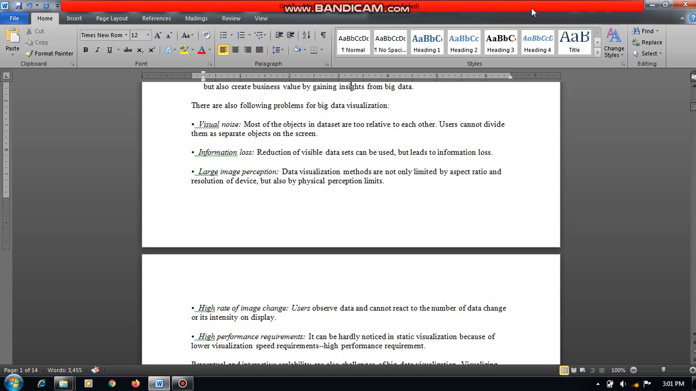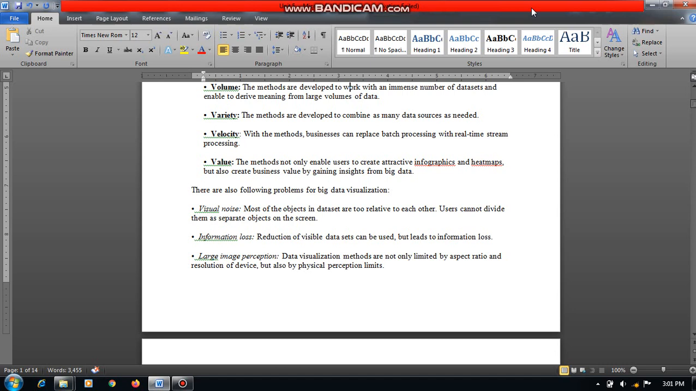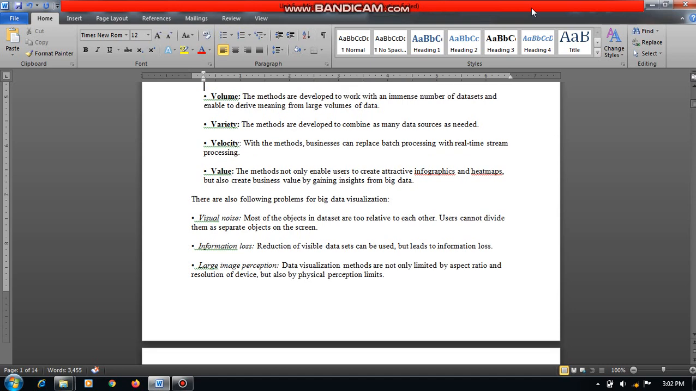Next one is the variety. There are some methods which are developed to join as many data sources as required. Variety means your data is present in different forms. Data may be present in image form, video form, voice form, etc.